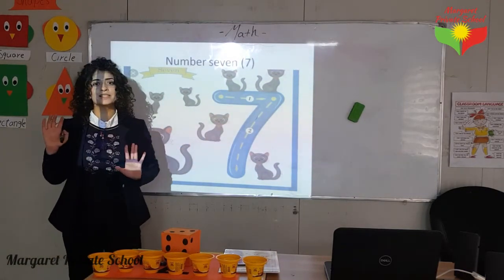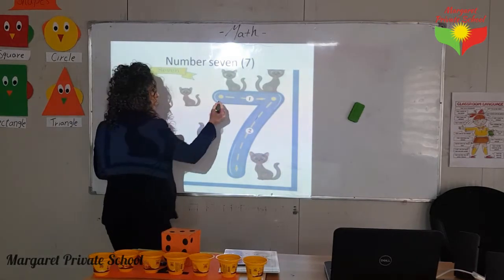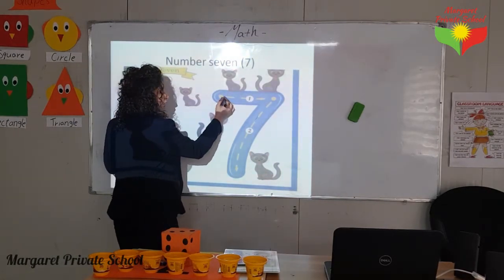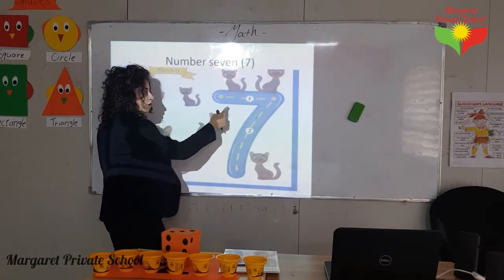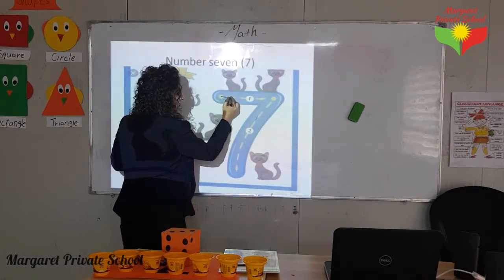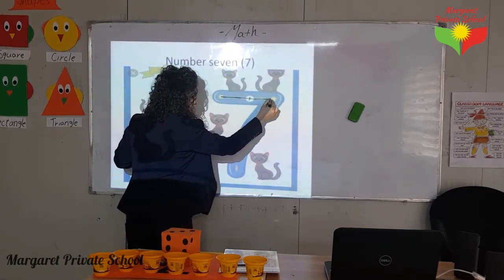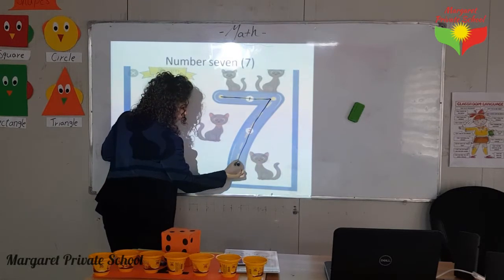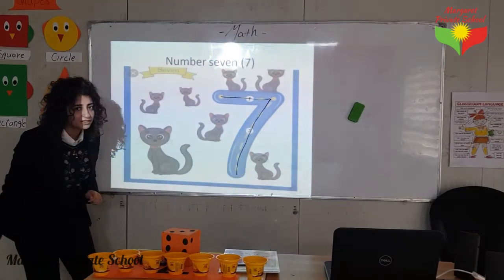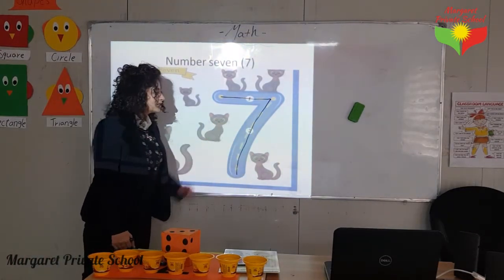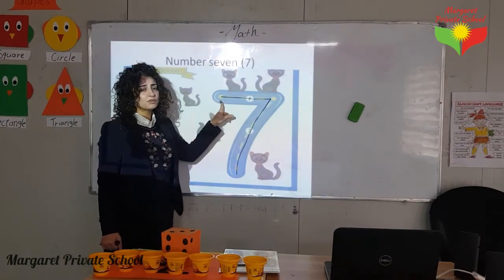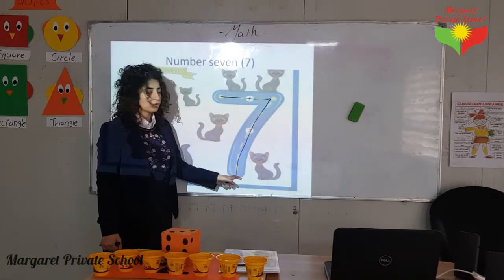How do we write this number 7? All of you write with me. Write number 7 this way. It's so easy, right? So this is number 7. Let's start from here and end here.